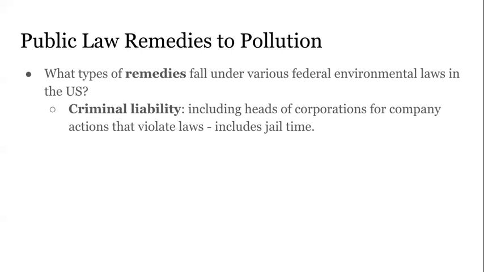And as a representative, head of the company, you can have heads of corporations, CEOs, for example, have individual liability on behalf of the company. They can actually themselves go to jail for this. So it's pretty significant in the United States. And that is intended, of course, to ensure that these federal environmental laws are followed.